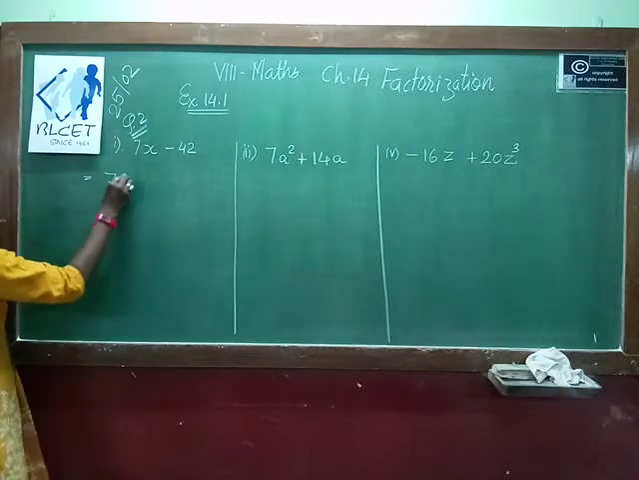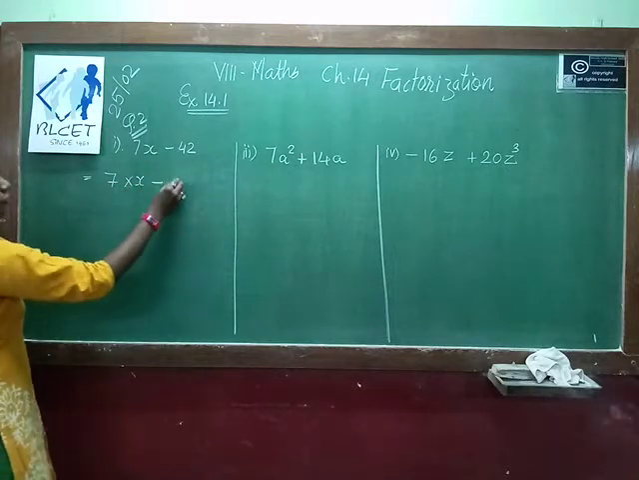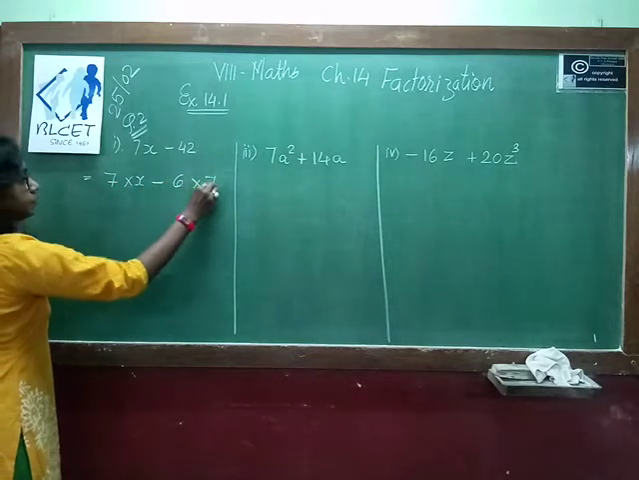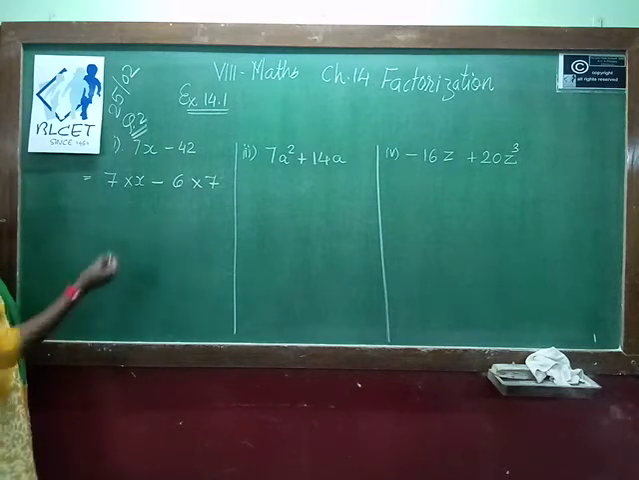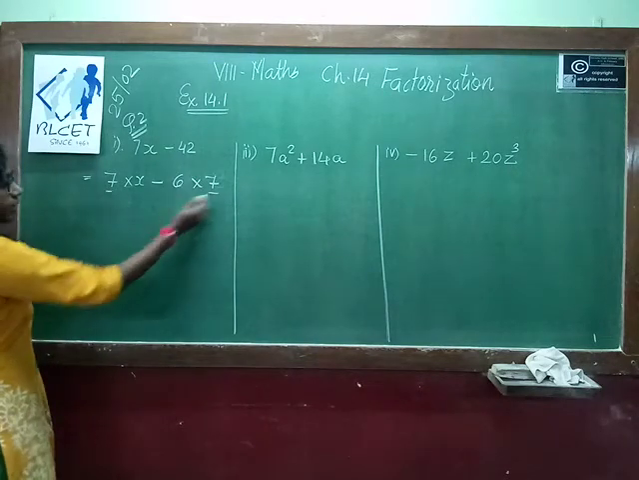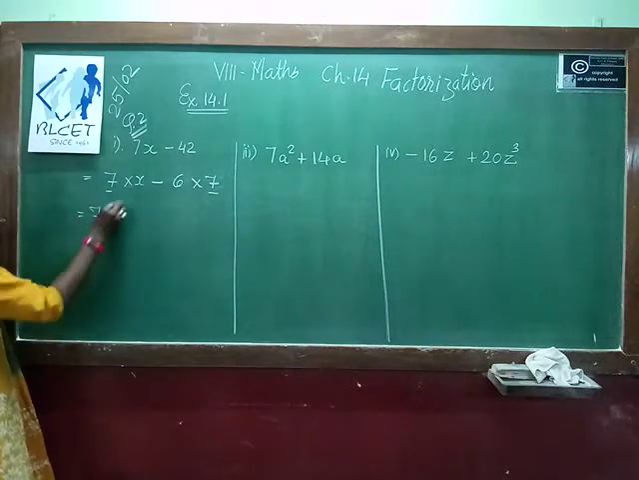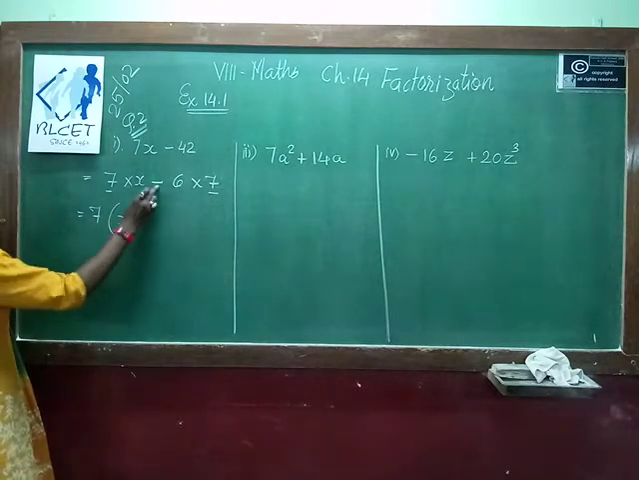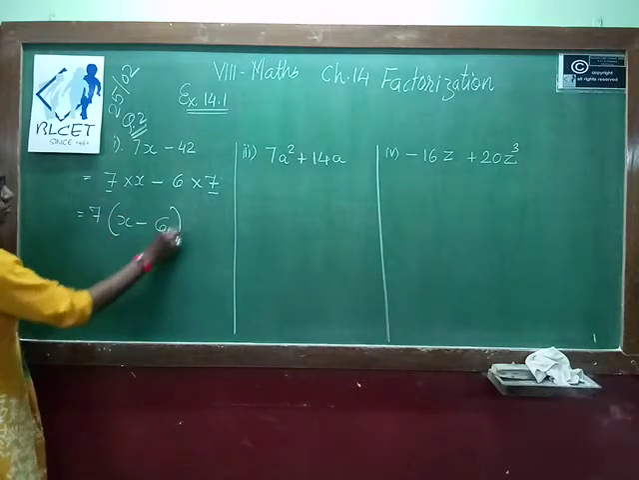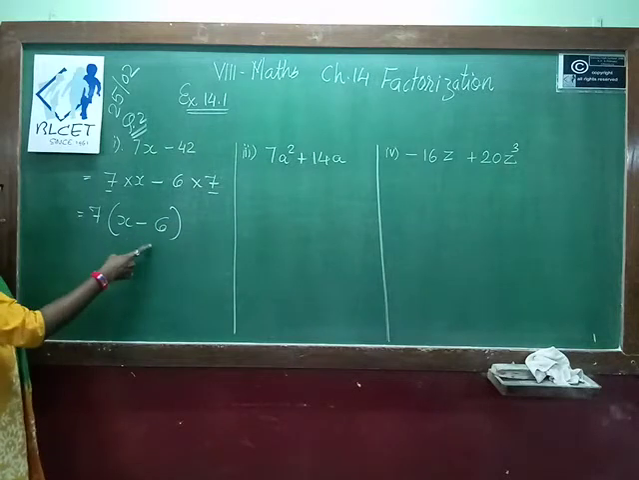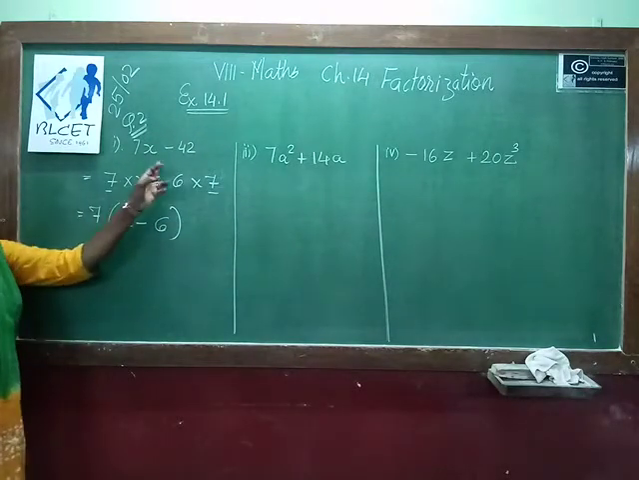7x factors as 7 into x, 42 factors as 6 into 7. After factorization, find the common. 7 is common. So 7, what is left? x minus 6. So the factors are 7 and x minus 6. These are the factors of 7x minus 42.